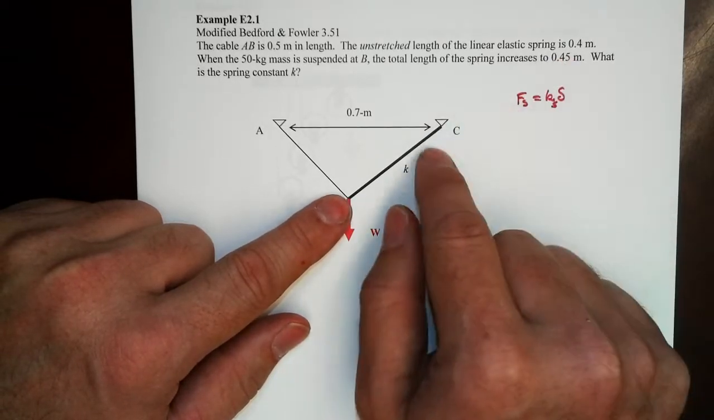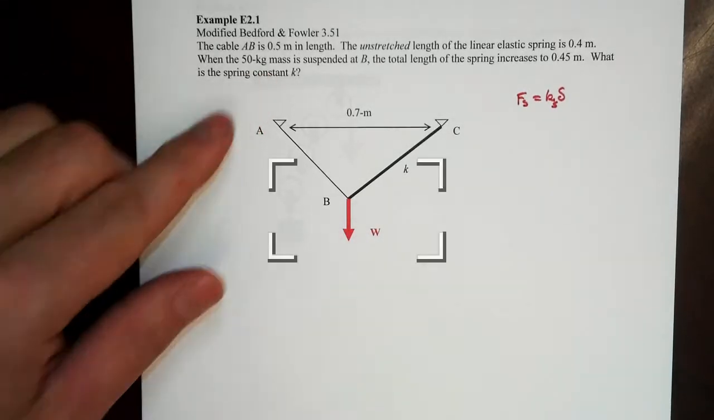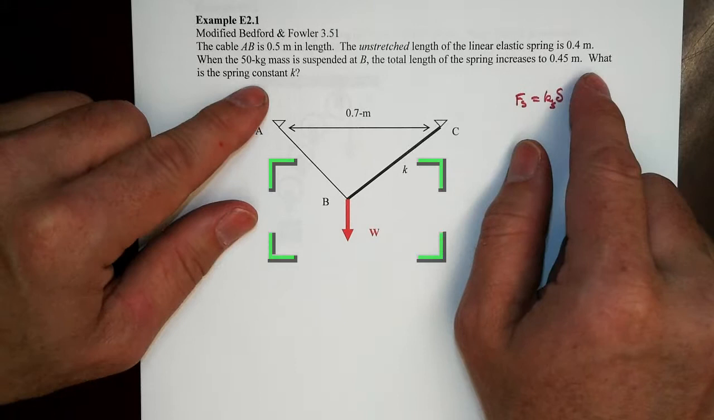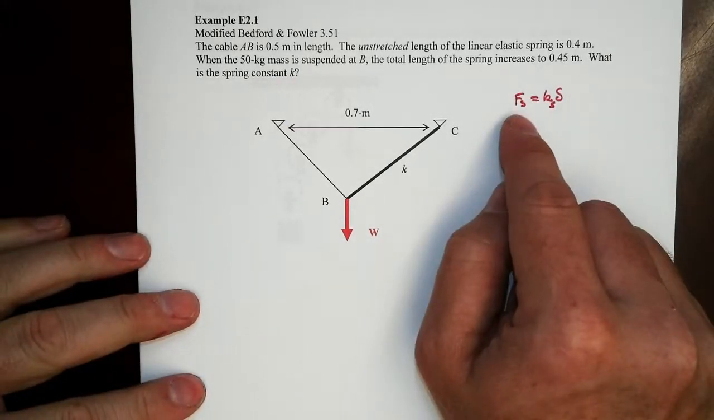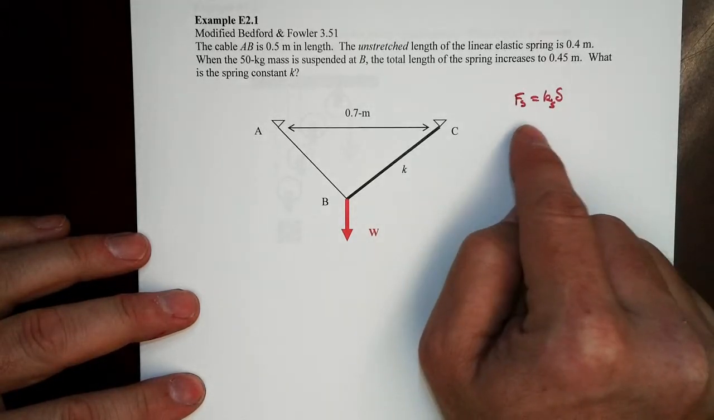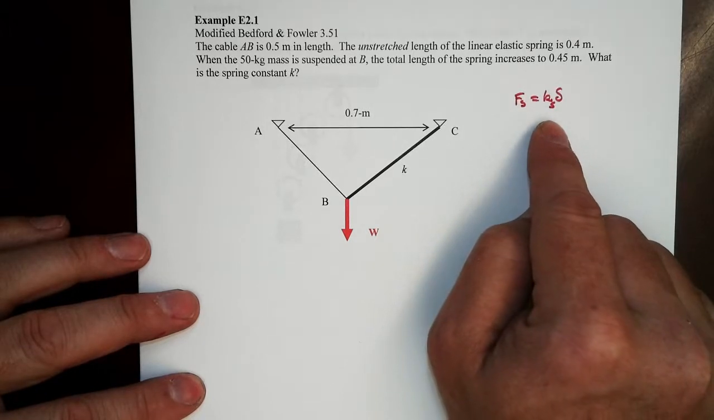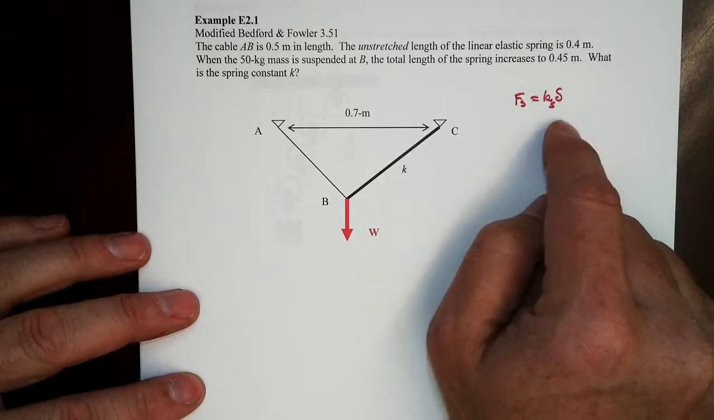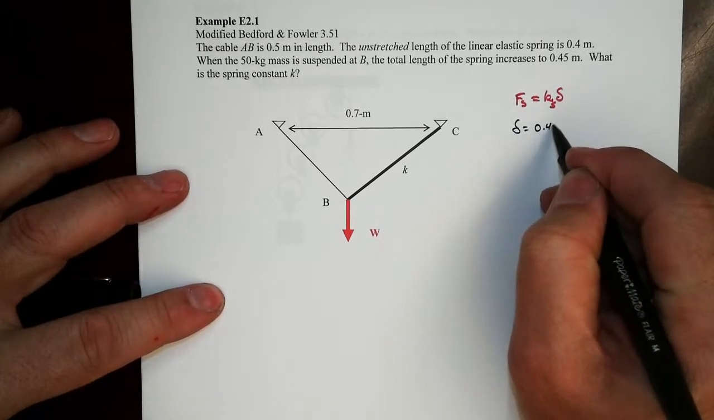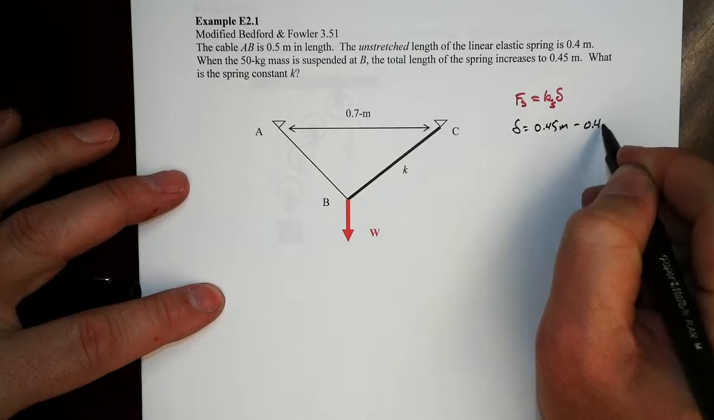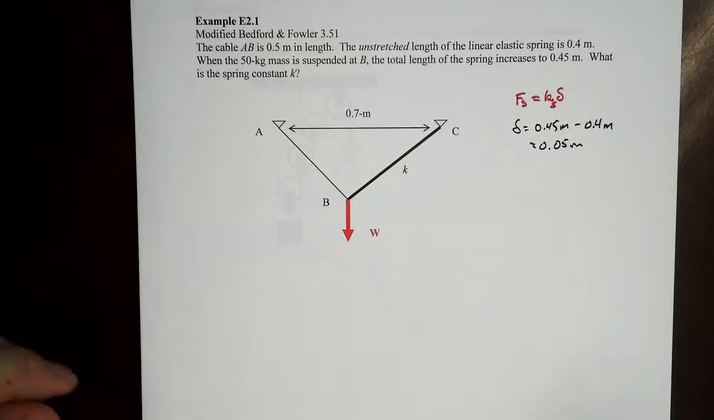Right? So it actually extends quite a bit there, and that happens under the loading condition when we apply a 50 kilogram mass. And we're asking from this experimental setup, what is the spring constant that goes with that? And that model is the spring force. If we have a linear elastic spring, Fs, the spring force, is equal to the spring constant times the elongation. Now the elongation, delta, is going to be equal to 0.45 meters minus the 0.4 meters, or 0.05 meters. That will be important later on.